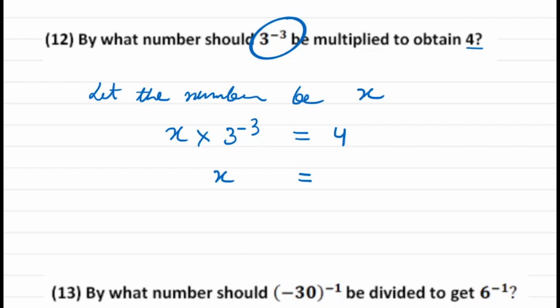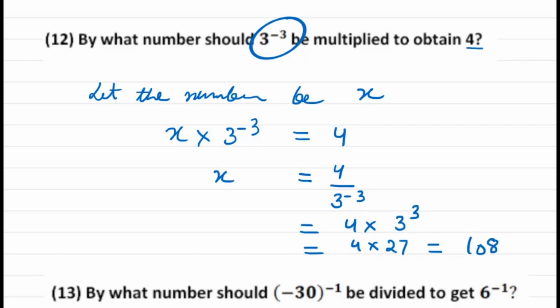So your x will be how much? I just have to divide it with 3 to the power -3. Now 3 to the power -3 means you have to take the reciprocal of it. So it will be 3 cube. So the answer will be 3 into 27, and for 28 and this 8, 108. So answer will be just 108.